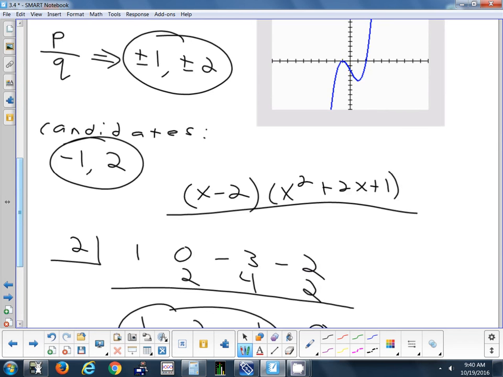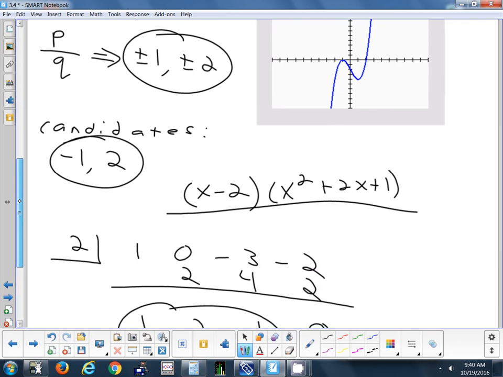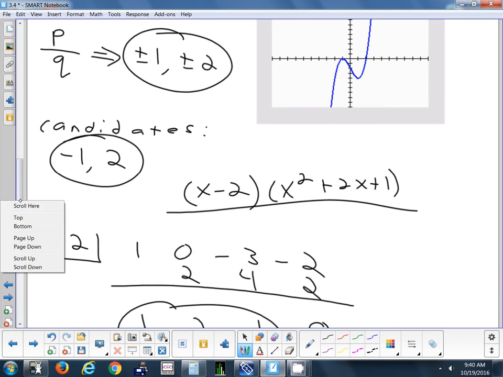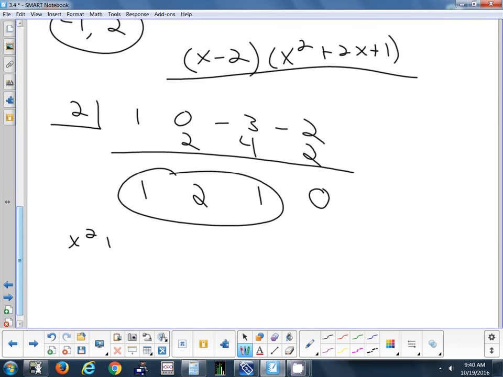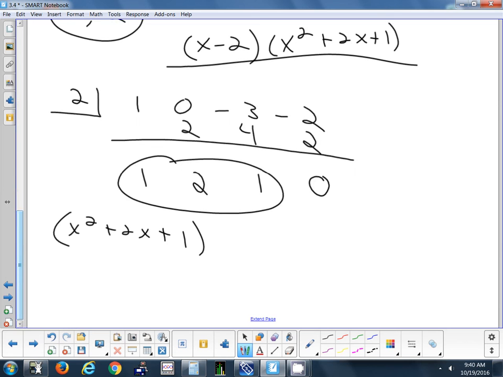And I think this part we can factor even more. Okay, remember, if it's a cubic, you can always break it down into 3 sets of parentheses. So let's factor x squared plus 2x plus 1. Okay. How does that factor? X and x. Plus 1, plus 1.